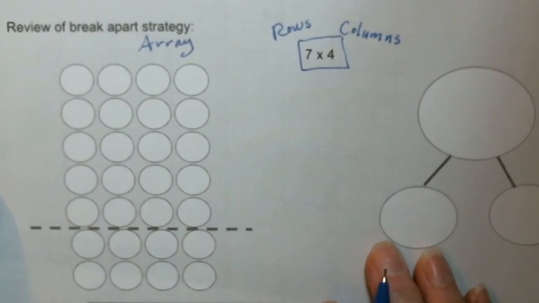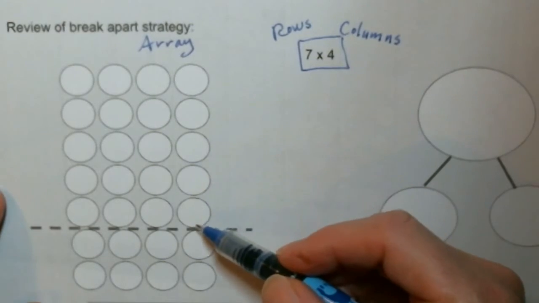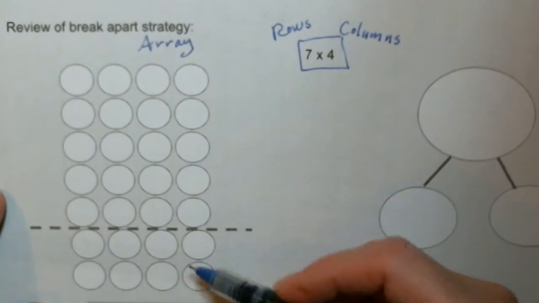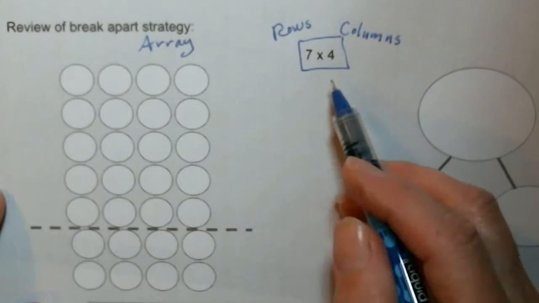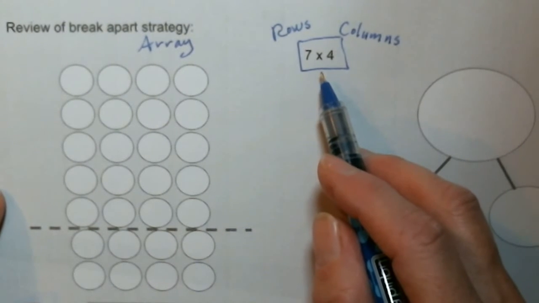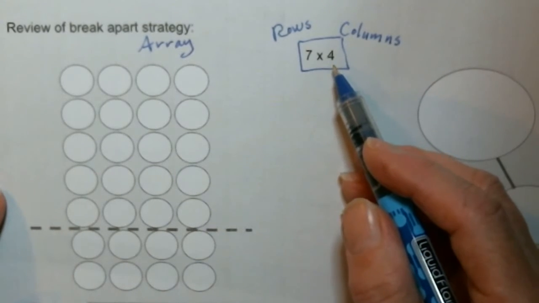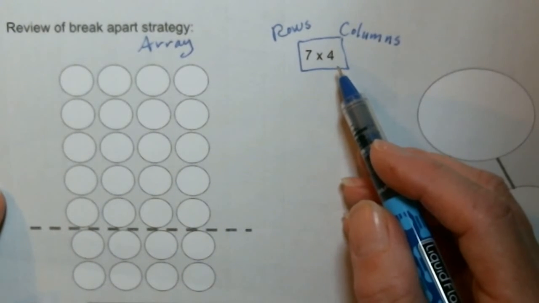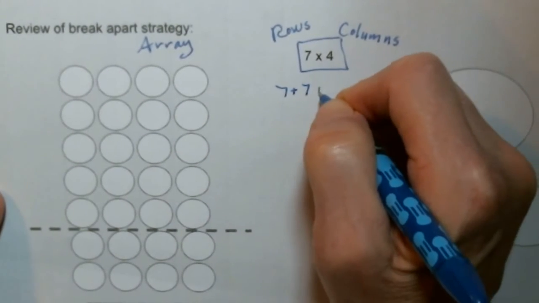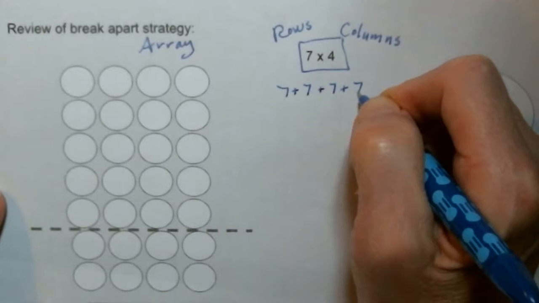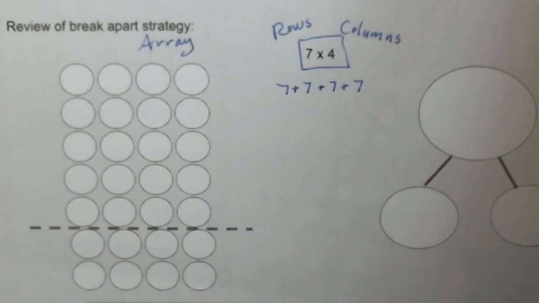Now, this whole array has 1, 2, 3, 4, 5, 6, 7 rows and 4 columns. So to write that as a multiplication problem, we say 7 rows times 4 columns. We could, if we wanted to, do the repeated addition, but we're talking today about how to write it as multiplication.